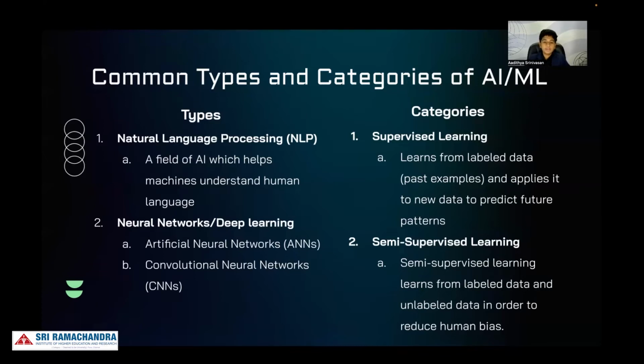Now, the two categories of AI ML I will review are supervised learning and semi-supervised learning. Supervised learning models learn from labeled data and apply it to predict future patterns. This is similar to giving a number of sample scenarios with known results and letting the machine learn how the various inputs are impacting the outcomes. Meanwhile, semi-supervised learning models use both labeled and unlabeled data for predictions in order to reduce the human bias. This is a variation of supervised learning where sample scenarios with and without known results are fed to a machine, and this helps to eliminate human bias.